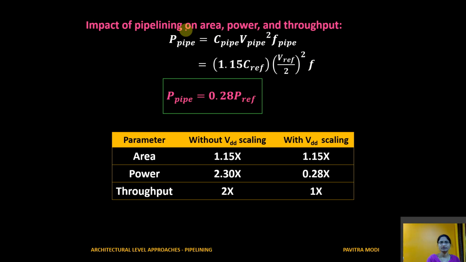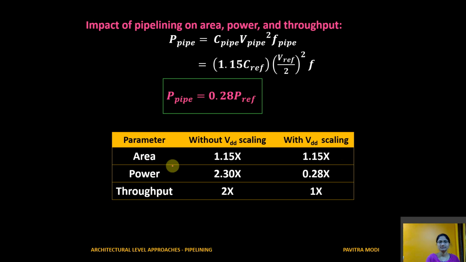Now let me talk of the impact of pipelining on area, power and throughput. Therefore, what about area without VDD scaling? Let me tell you the contents of this table. In the first column we have the parameter, in the second column the parameter value without VDD scaling, and in the third column the parameter value with VDD scaling. Let me talk of the area. Here we are talking of pipelining in both the second and third columns, but in the first one we don't have VDD scaling, and in the second one we have VDD scaling.